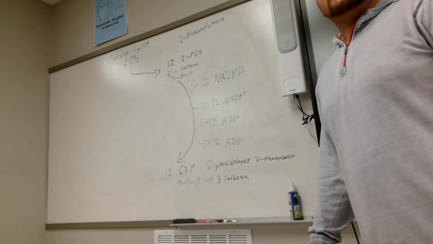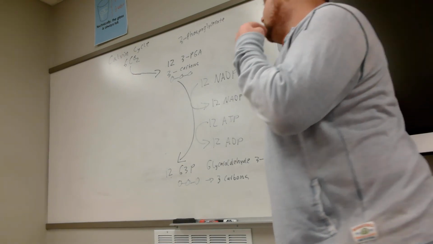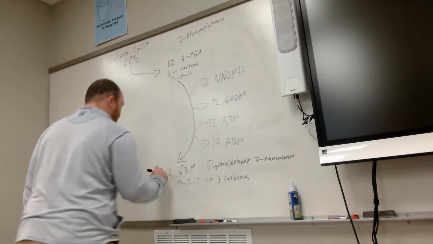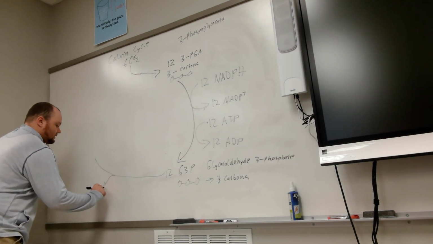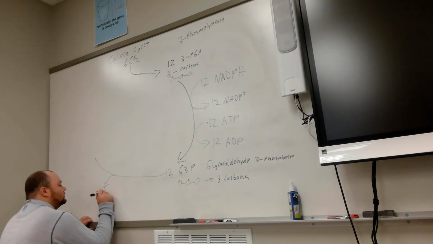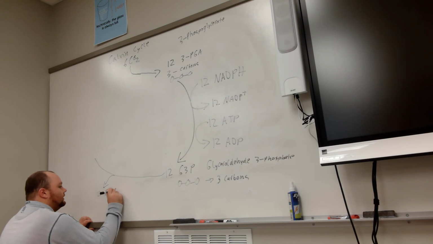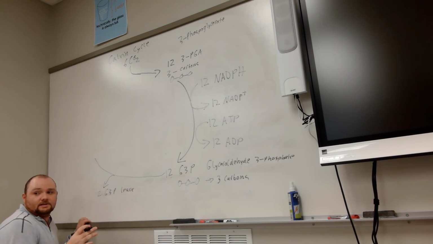Okay? So, we're going to go through this process. I'm going to draw this. I'm also going to draw this. Okay? So right here, 2 G3P leave. Okay? So they're going to leave the cycle.